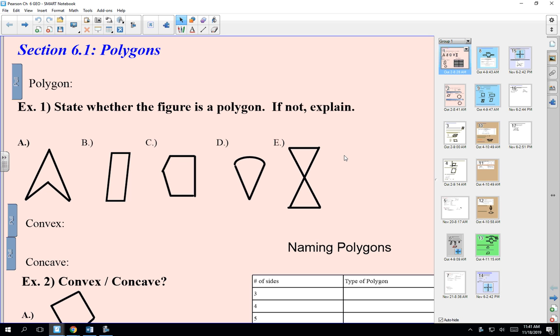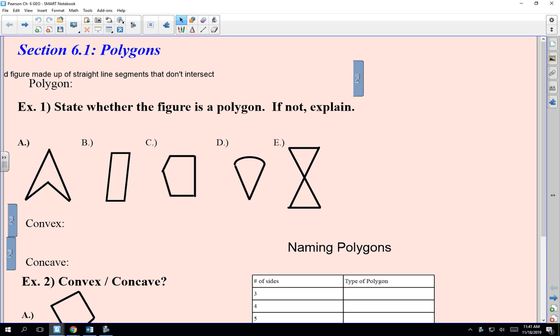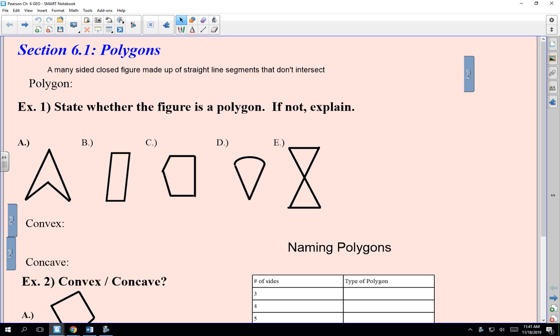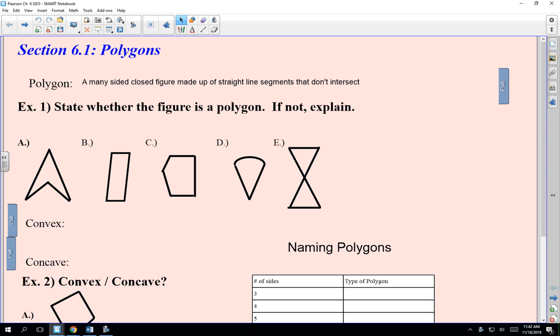So, do you guys know what poly means? Poly, what does poly mean? Multiple, yeah. And gon just means shapes or sides, so it's multiple sides, like 3 or more sides. So polygons, we've been studying polygons. A polygon is this. There's a couple more things to add to the definition here, but it's a many-sided figure, that's what poly means. Closed figure, I should say.